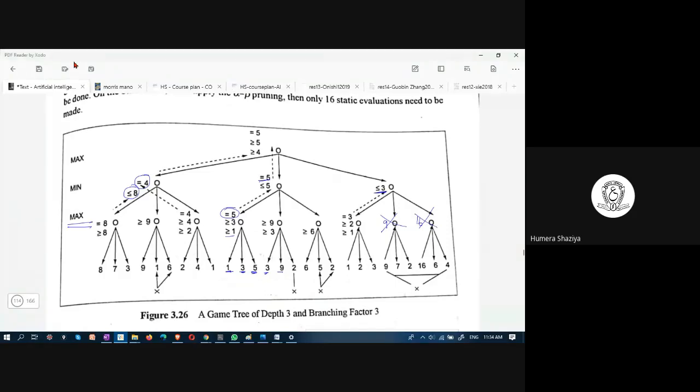Out of these three, it's the turn of the max player now. Max player first puts the bound greater or equal to 4 because here it is 4. When it encounters 5, it puts the lower bound as greater or equal to 5. As it moves to this next node, it is less than 5, therefore 5 is chosen as the final value.